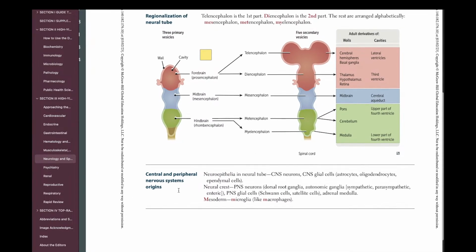Central and peripheral nervous systems origins. Neuroepithelium, the neural tube, gives rise to central nervous system neurons, central nervous system glial cells, astrocytes and oligodendrocytes, and ependymal cells. Neural crest is peripheral nervous system: peripheral nervous system neurons like dorsal root ganglia, autonomic ganglia, sympathetic, parasympathetic, enteric, peripheral nervous system glial cells, Schwann cells, satellite cells, adrenal medulla. Mesoderm equals microglia, like macrophages.